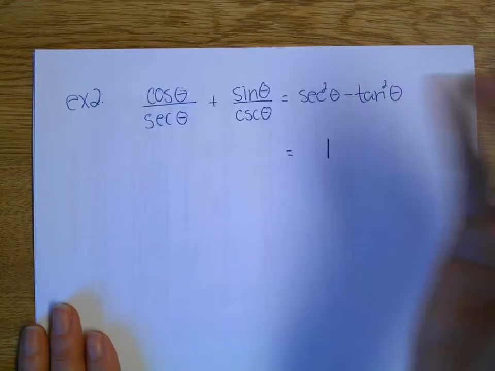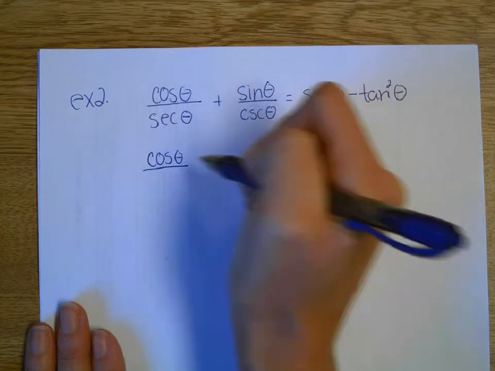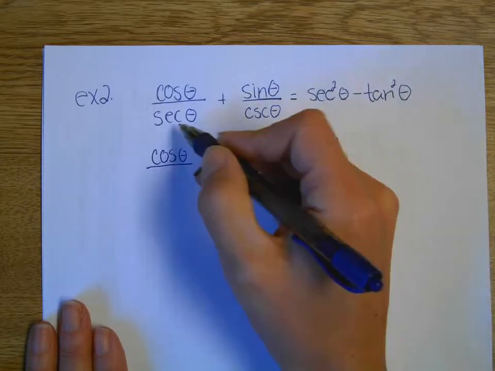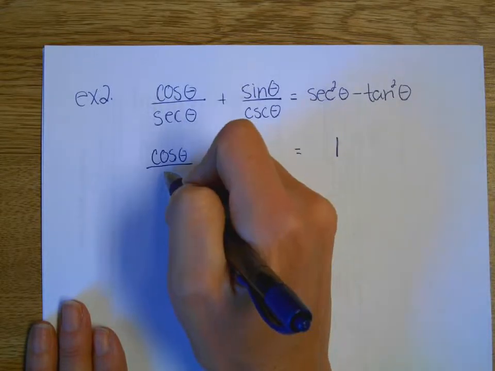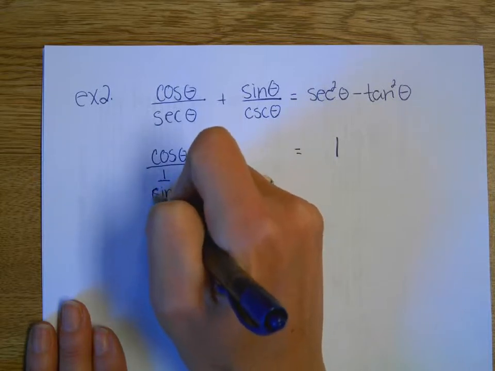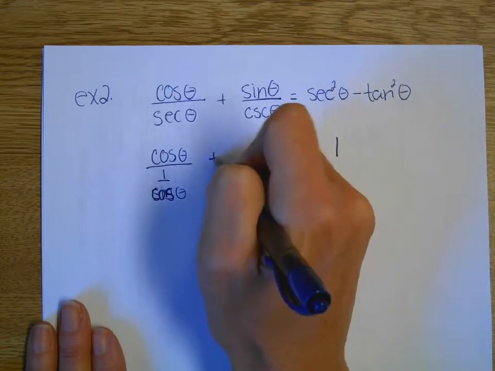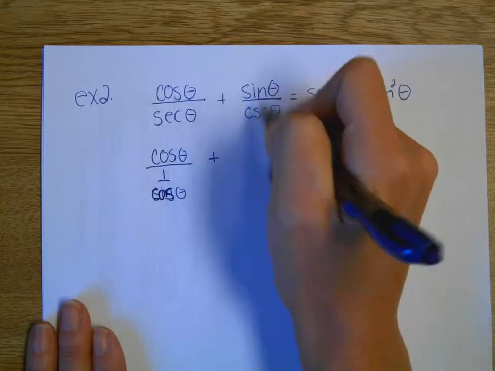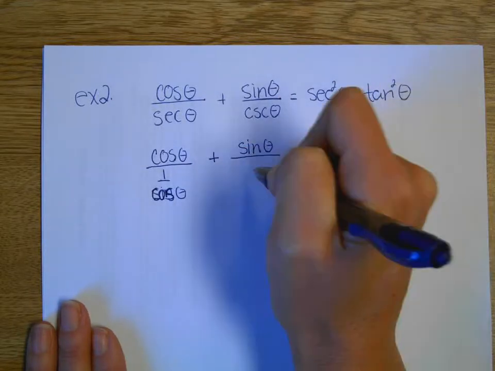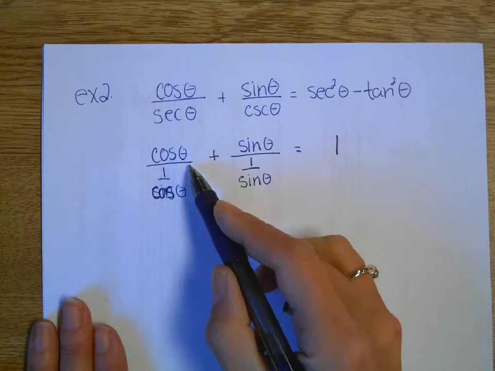So this becomes, and I'm going to write lots of steps down, cosine over, and we might be going down the wrong road. Who knows? I don't know. What's secant equal to? 1 over sine. Oh, 1 over cosine, sorry, 1 over cosine. We're going to find out. And then sine's going to stay sine. Cosecant turns into 1 over sine.